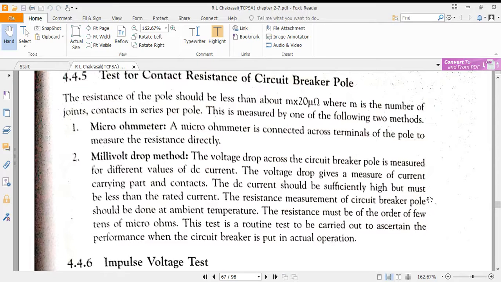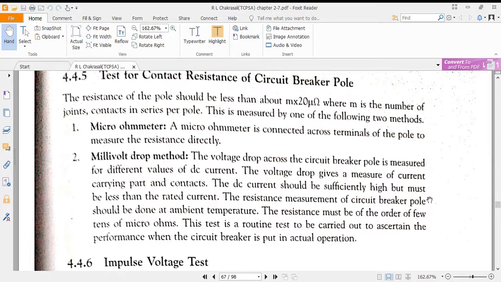Millivolt drop. Look at the first heading. It is ohm meter. Therefore, resistance can very well be measured with an ohm meter. That's not a problem at all. Second method is millivolt drop.